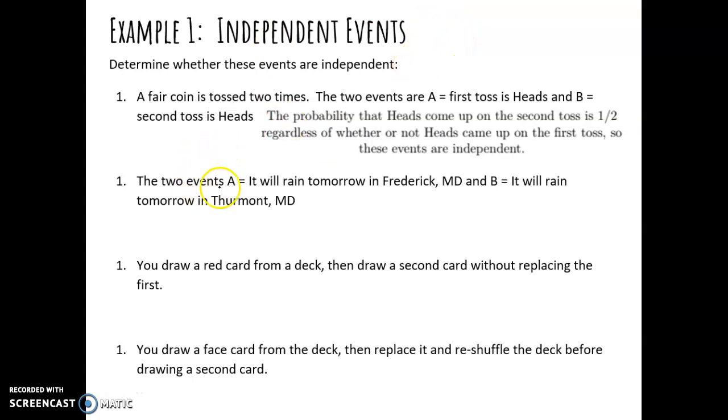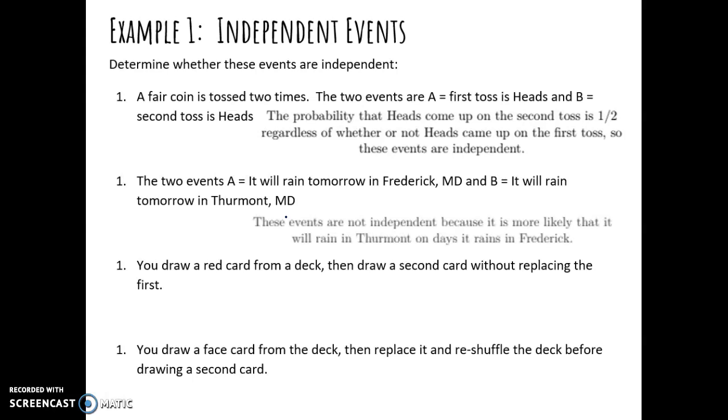The two events: A is that it will rain in Frederick, Maryland, and B is that it will rain in Thurmont. So you might think whether it rains in Frederick has no effect on whether it'll rain in Thurmont, but actually it's more likely that it's going to rain in Thurmont on days that it will rain in Frederick because we're so close. So those would not be independent events.